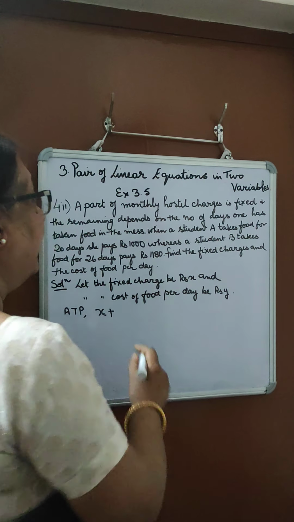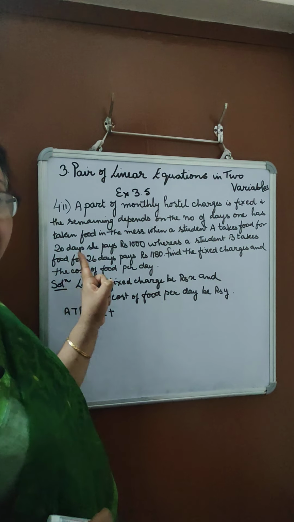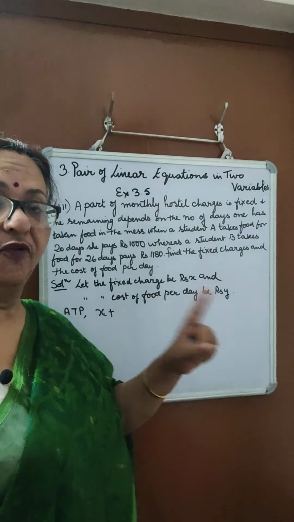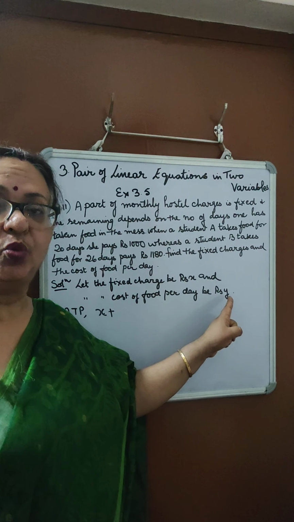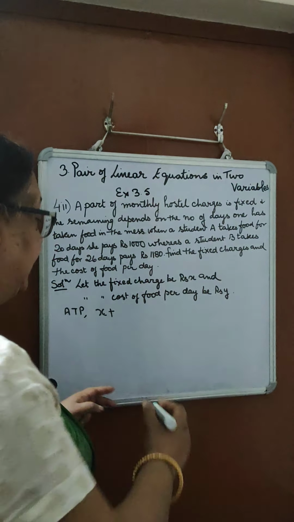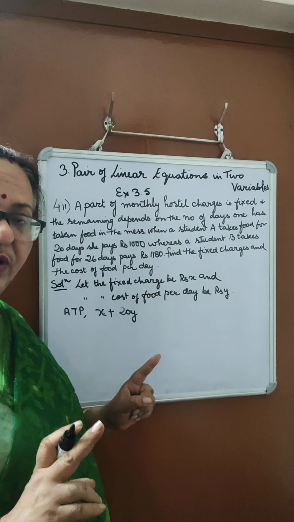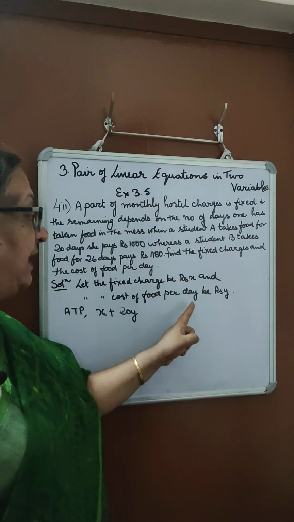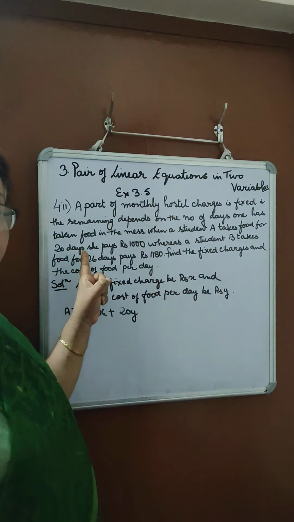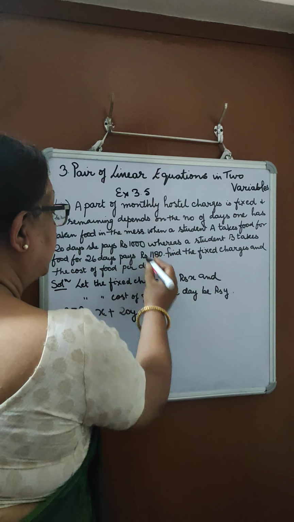X, and the remaining depends on the food that one has taken. She takes food for 20 days. Cost of food per day is rupees Y. For one day the cost of food is rupees Y. She takes food for 20 days, so what will be the charges? 20Y. Is this clear, students? Cost of food per day is rupees Y, so cost of food for 20 days will be 20 into Y. So these two together, she pays rupees 1000.